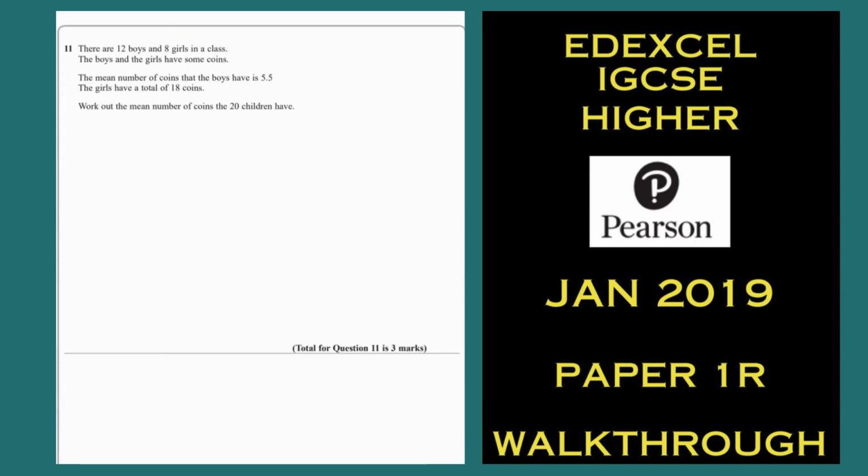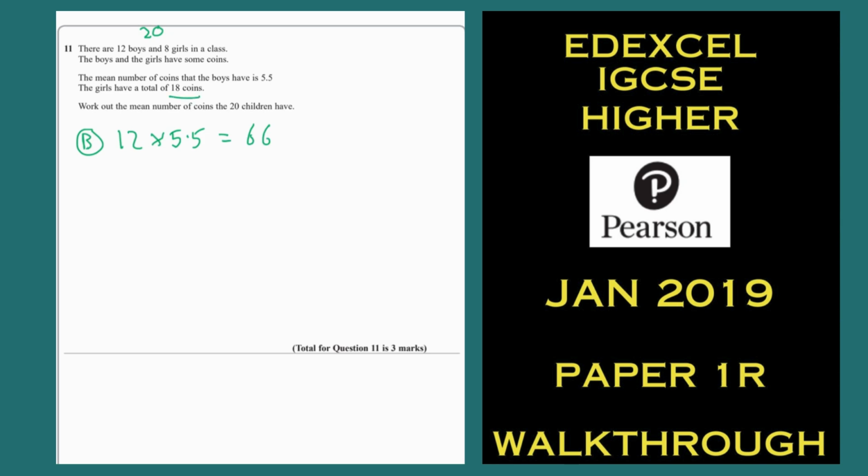Number 11. So the old mean question where they give you the means, the main part of it is it's all about the totals. So 12 boys, 8 girls, straight away 20 students. The mean of the boys, so let's focus on the boys. 12 of them, lots of 5.5, meaning the lads account for 66 of the coins.